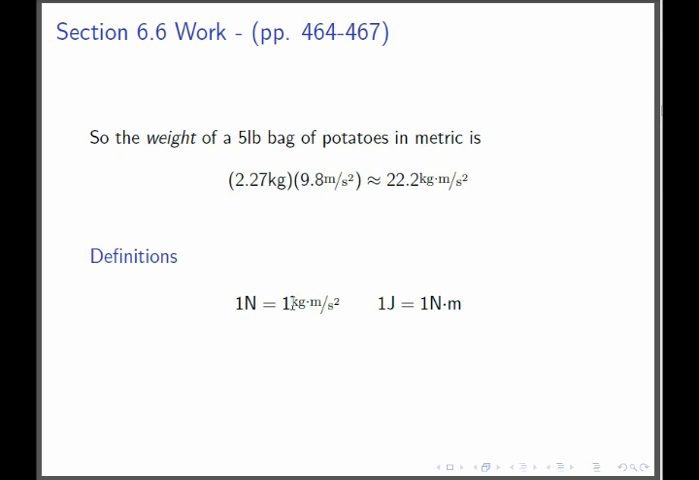Now we define the unit 1 newton to be 1 kilogram times meters per second squared, and so this is 22.2 newtons. We also define 1 joule to be 1 newton times meter. So we see that the 5-pound bag of potatoes weighs 22.2 newtons. That is its weight in metric. But typically you don't see that. You see the mass given.